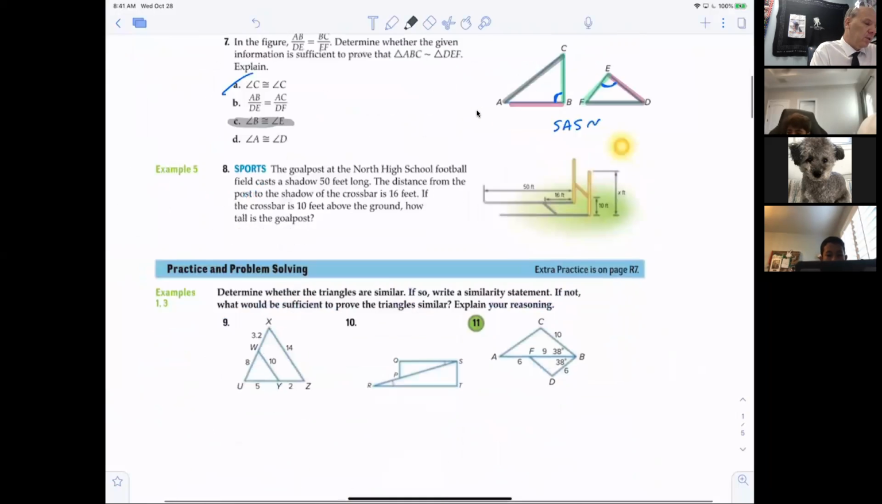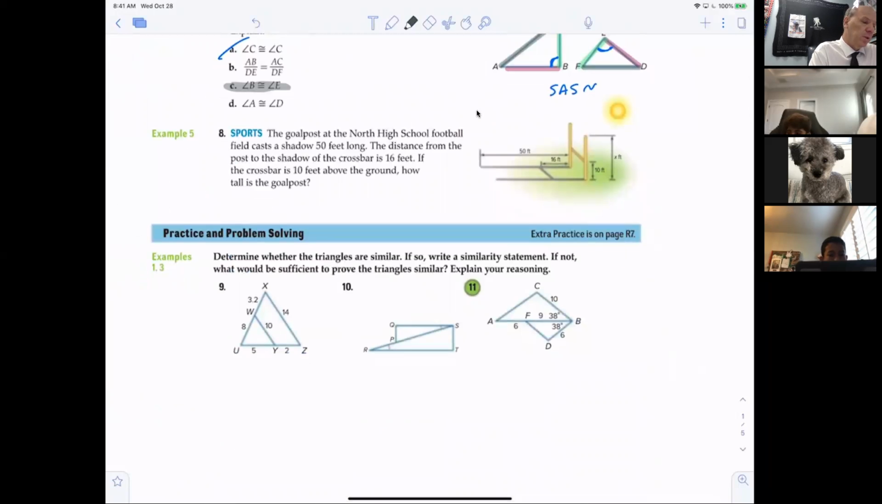All right, let's look at number 8, because these are ones that are important, the word problems. The goalposts at North High School football field cast a shadow 50 feet. The distance from the post to the shadow of the crossbar is 16 feet. If the crossbar is 10 feet above the ground, how tall is the goalpost?